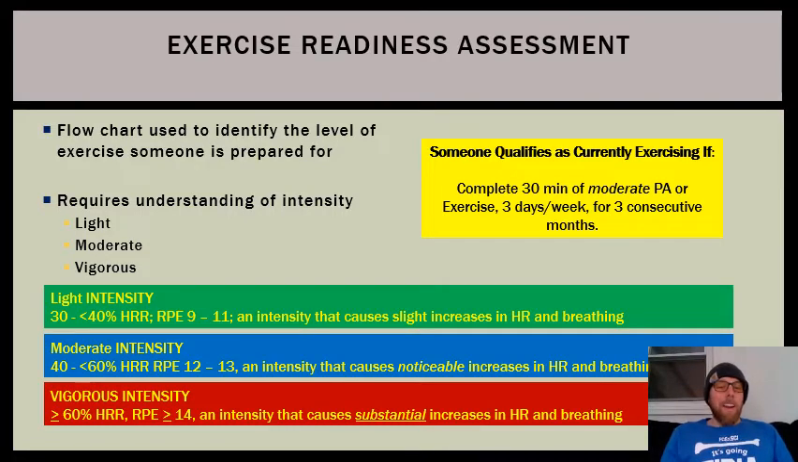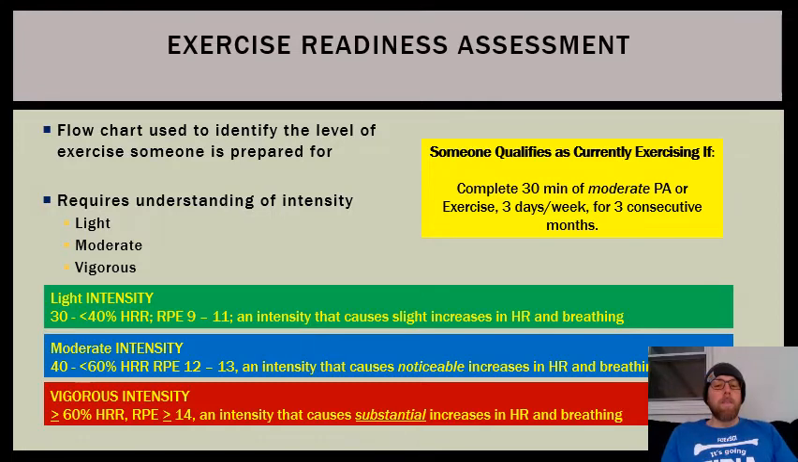In these categories, you'll see the tools that we've already used. The heart rate reserve and the RPE designate these different levels of intensity. So 30 to 40% of that heart rate reserve, or an RPE between 9 and 11, designates someone would be exercising at a lighter intensity. If we jump down to vigorous intensity, anything above 60% heart rate reserve or an RPE of 14 or above would be considered vigorous intensity.